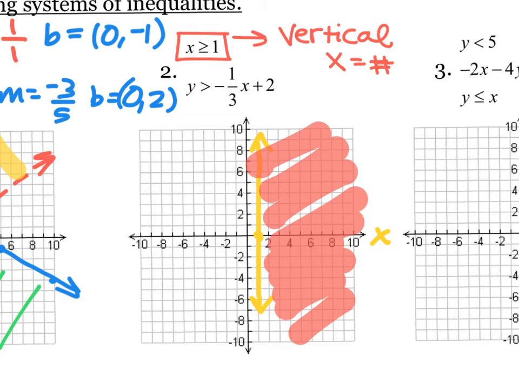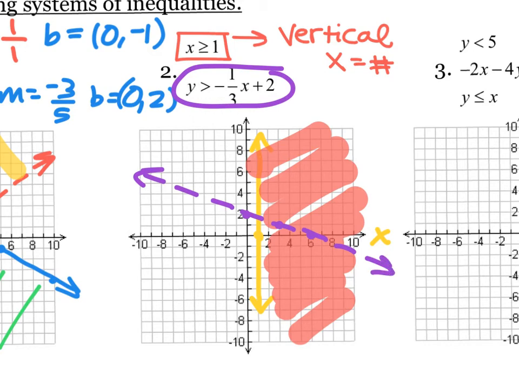But we were looking for values greater than 1, which is going to be in this direction, which is why I shaded in red over there. Okay, so let's go on to graph the second line. We have y is greater than negative 1/3 x plus 2. So positive 2. We got negative 1/3. So down 1, right 1, 2, 3. Maybe one more. Down 1, right 2, 3. And this is going to be a dashed line. And for this one, I'm shading above.